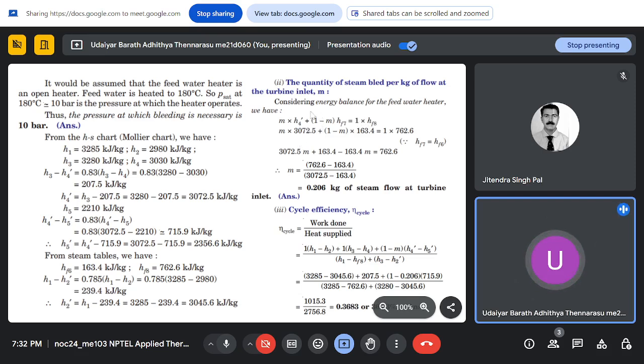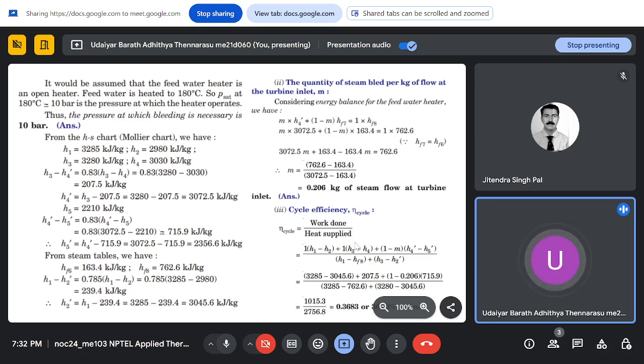Now substituting all the enthalpies, we can straight away find out the mass which is bled, which is 762.6 minus the enthalpy value. Substituting it comes out to be 0.206 kg of steam per kg of flow at the turbine inlet. So if 1 kg of steam flows through the turbine, you are extracting 20% of the steam to bleed into the feed water heater. Using this, now we can find out the cycle efficiency.